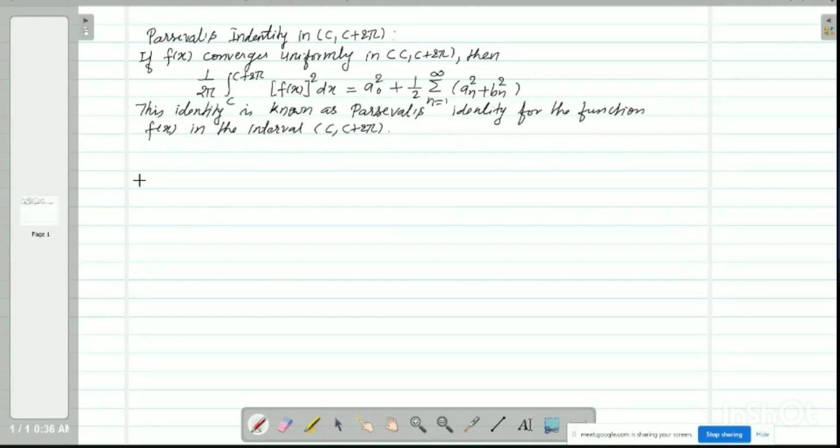Now let us do a problem based on this so that you can understand what Parseval's identity is and why we are going to learn it. Should I start the problem? Tell me, students, should I start the problem? Yes, sir. Yes, let's go.